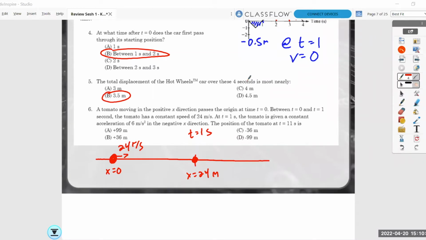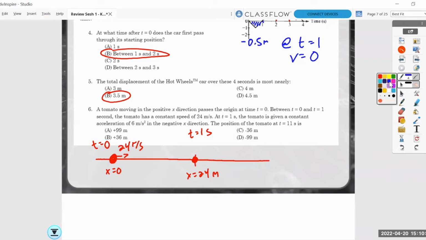All right, so here we are. We got this tomato moving in the positive x direction. It passes through the origin at time 0. And at time 1 second, it's at 24 meters. It goes 24 meters per second for 1 second. Then it's given a constant acceleration of 6 meters per second squared in the negative direction.